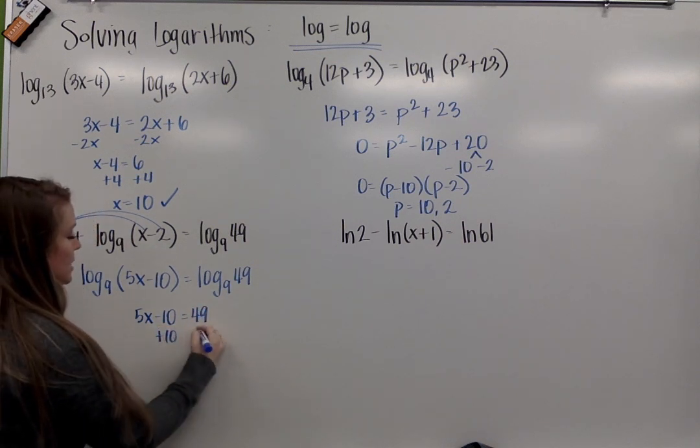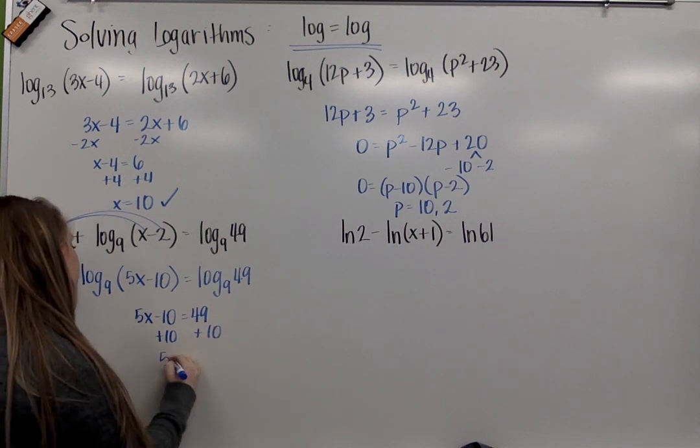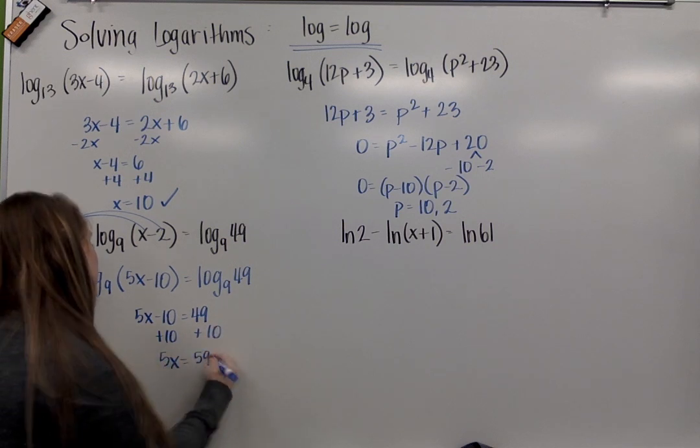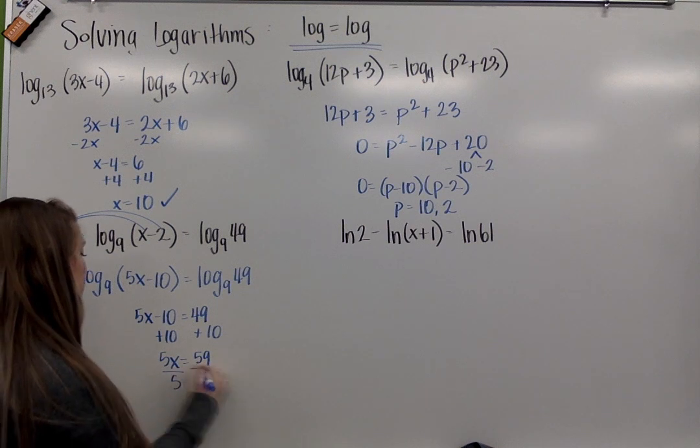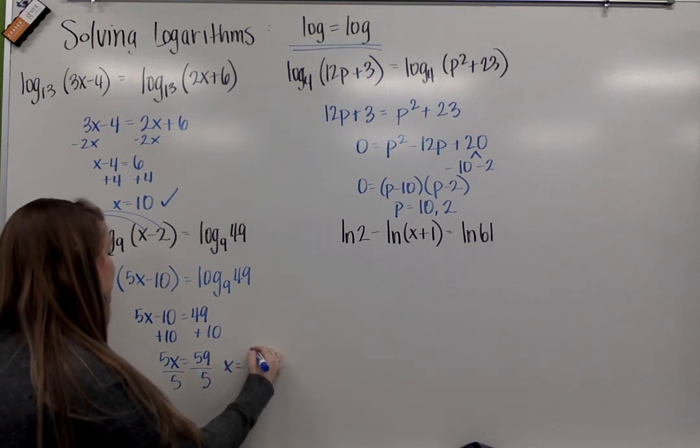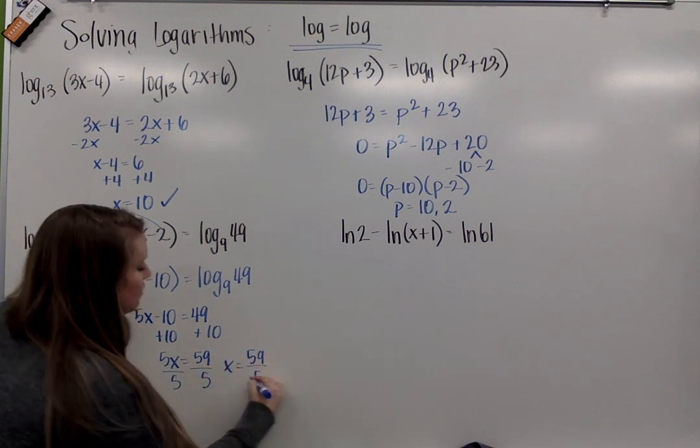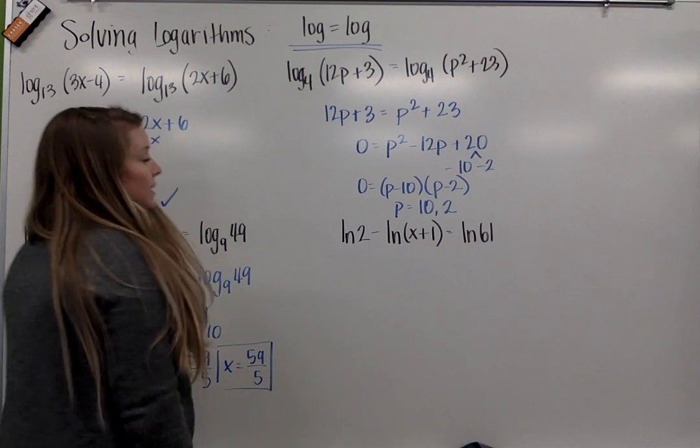So I'm going to add my 10 over. 5x equals 59. And I divide by 5. So x equals 59 fifths. And there's my solution.